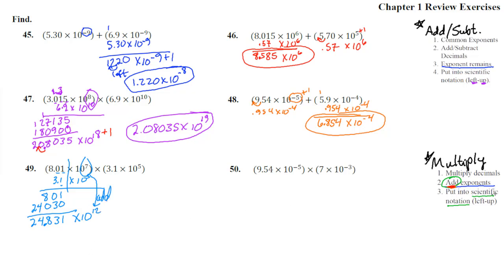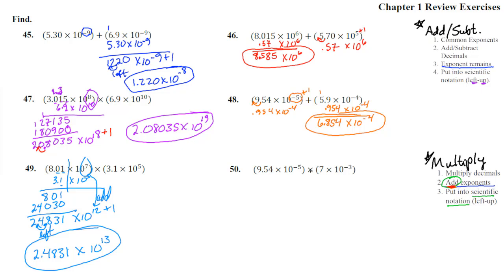Now, final, put it into scientific notation. So go ahead and do that. That's left, and that's up. So 2.4831 times 10 to the 13th power. Now let's make that a little bit nicer. There we go.